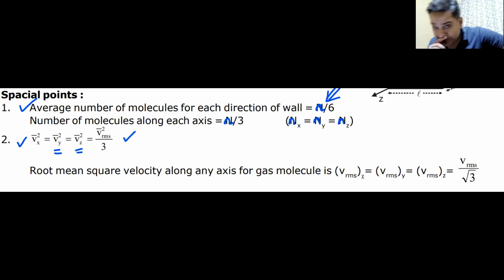You can write the second point like this. Average velocity square along x is vrms square by 3, or you can write vrms velocity along x, vrms velocity along y, vrms velocity along z-axis is nothing but your total vrms divided by root 3. A question has come on this concept, and that is why you will note it down.